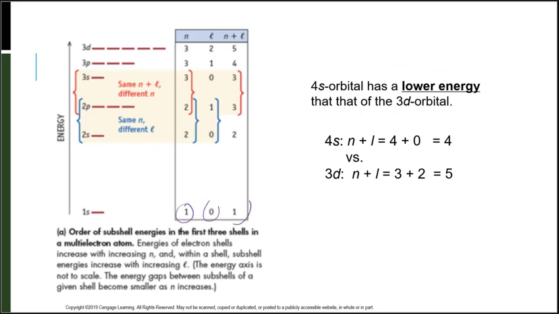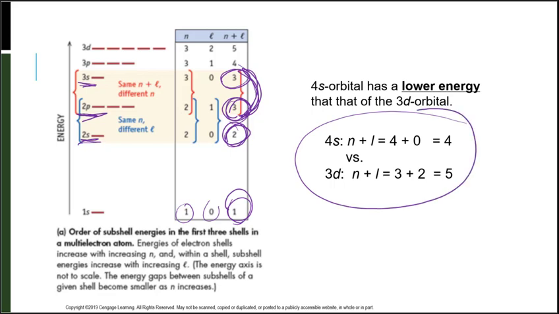1s, 1 plus 0 is 1. For 2s, 2 plus 0 is 2. For 2p, 2 plus 1 is 3. So far we're going 1, 2, 3, filling up by energy. 3s, 3 plus 0 is 3. Now notice both of these have the same value, but 2p is lower because obviously 2 is lower than 3. The 4s orbital has a lower energy than 3d. Again, that just shows what I did mathematically on this slide before.